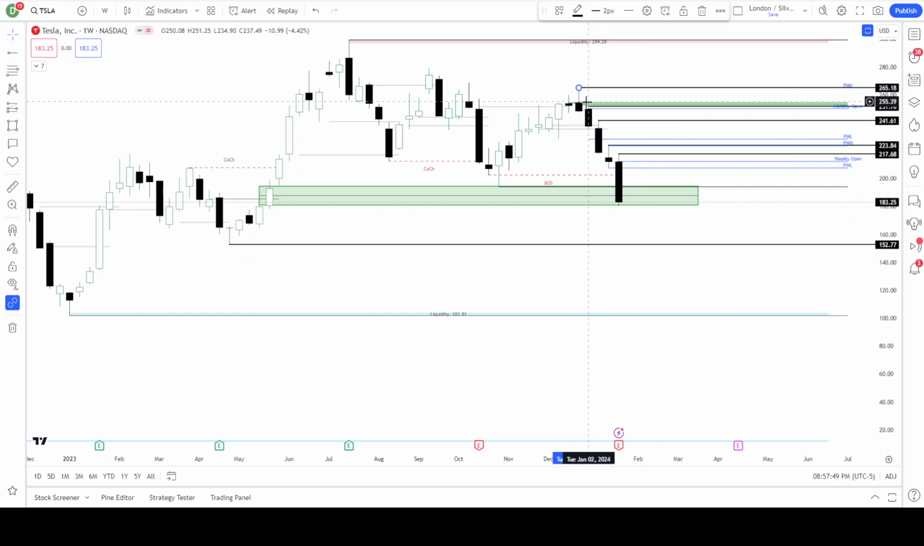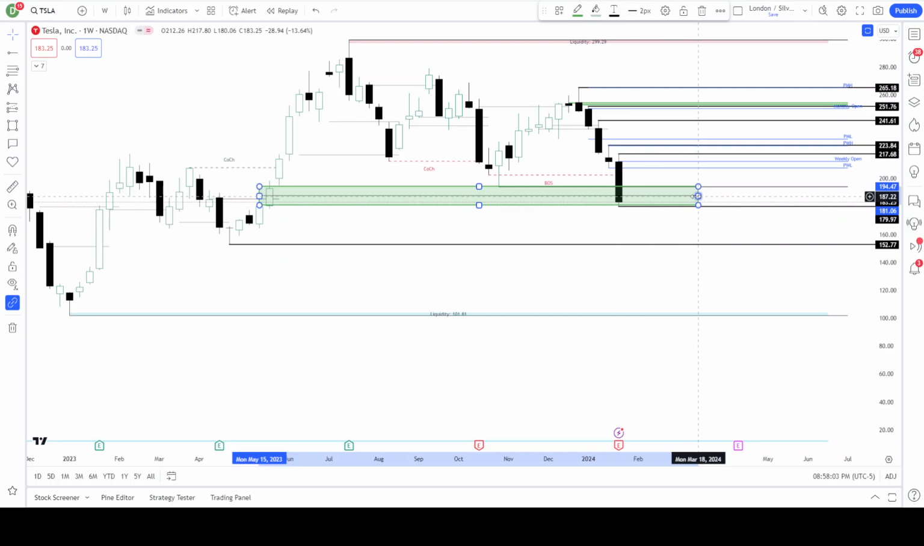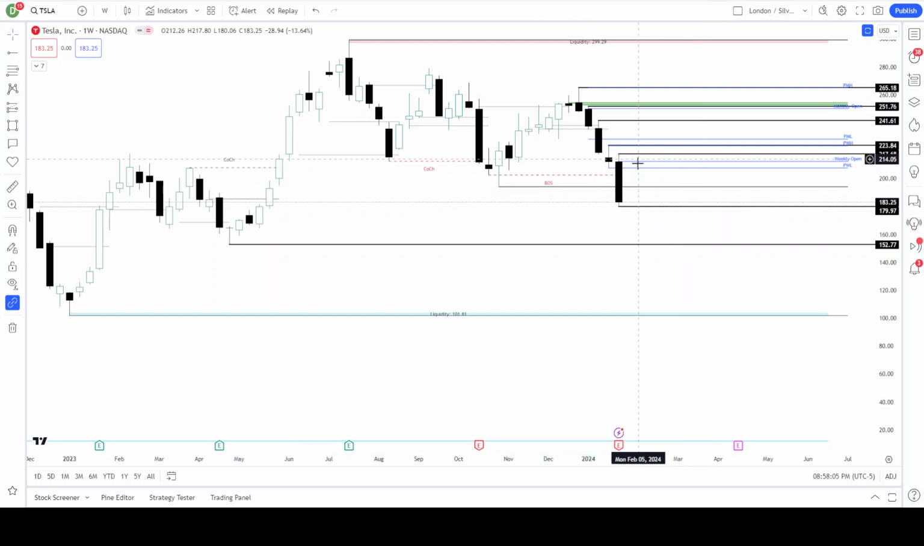Because you can see on all these weeklies, right? We continue to set lower lows on each weekly candle, and lower highs on each weekly candle. So we're going to put out our range here. And I'm going to delete this fair value gap. I don't really care about that right now, but our weekly range here.